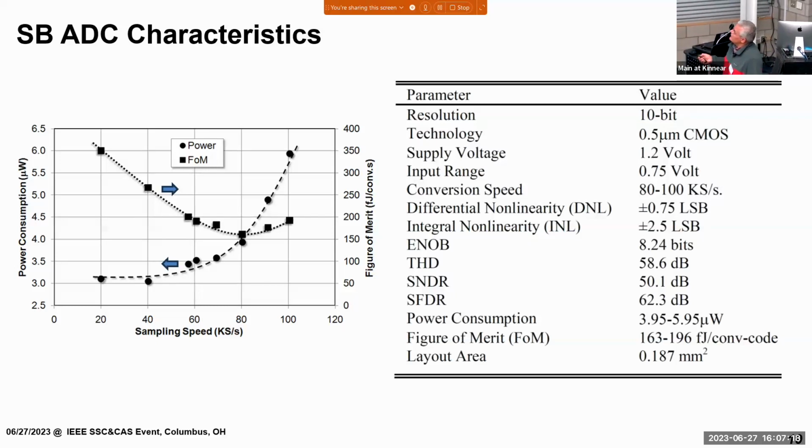And again, this gives us a fairly competitive figure of merit with this new approach, and we decided to use this one in a self-powered image sensor. Okay. Again, all these ideas are generated to support our vision of self-powered sensors, image sensors.